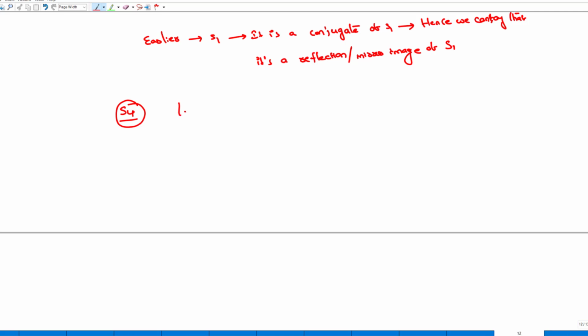Now when you are trying to draw S4, S4 is where the radius is tending to 0, that is, limit r tends to 0.